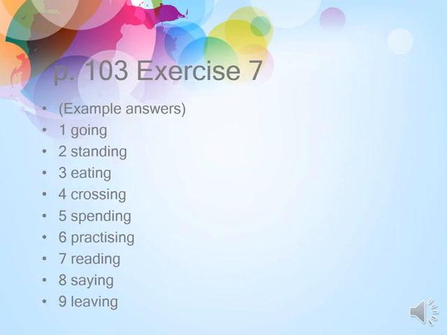Exercise 7 on page 103 is writing some ing verbs. You see that here several answers can be right. So here I just gave example answers. So for the first one we can say I didn't feel like going to the concert. So going can be used and many other verbs also can be used. 2. You can improve your balance by standing on one leg. Other people can find other verbs to write here. So you can write your own words or you can copy the answers for this exercise.